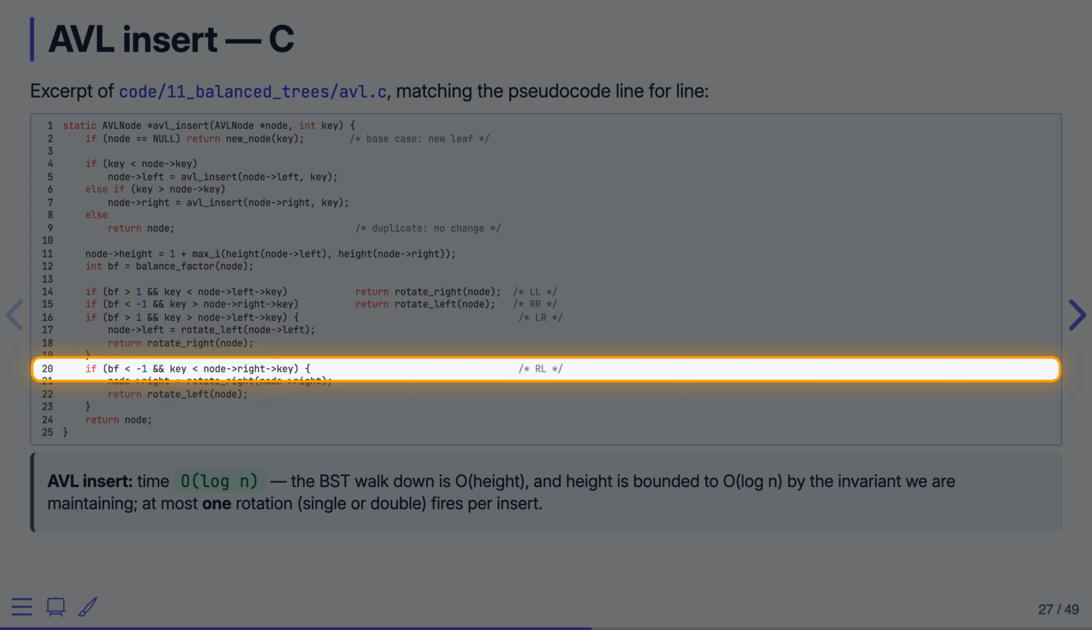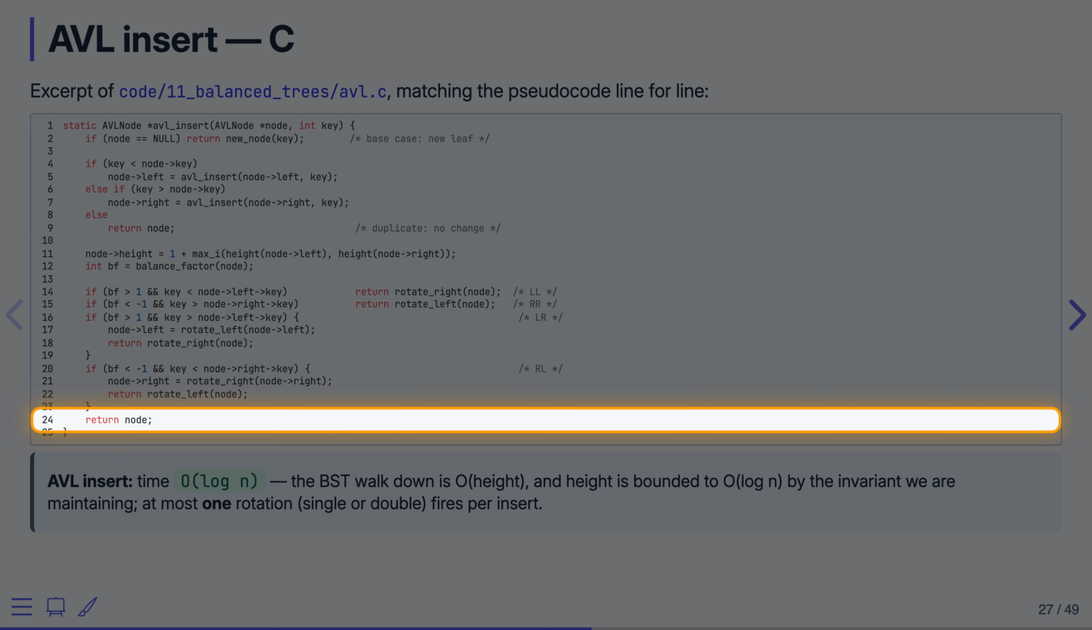The last case is the same idea, flipped to the other side. The balance factor is less than -1, and the key went to the left of the right child. That is right-left. We rotate right on the right child, then rotate left on this node. If none of the 4 checks fired, the node is already balanced, so we just return it unchanged.